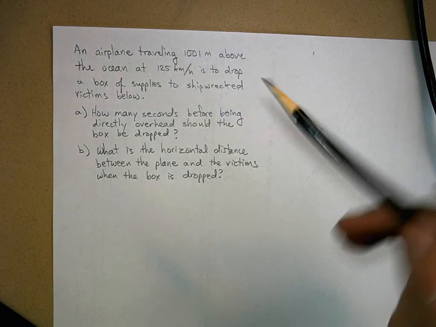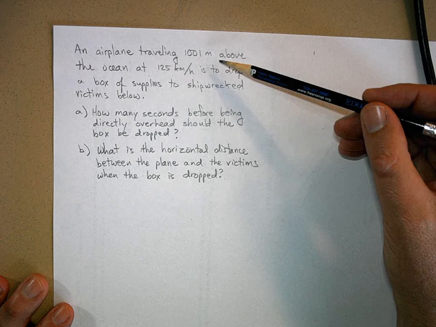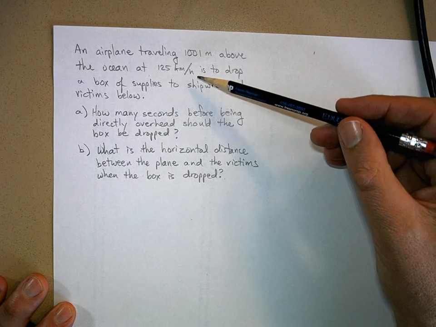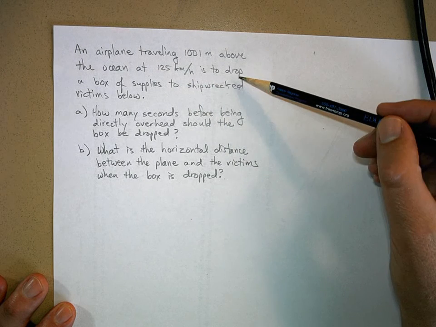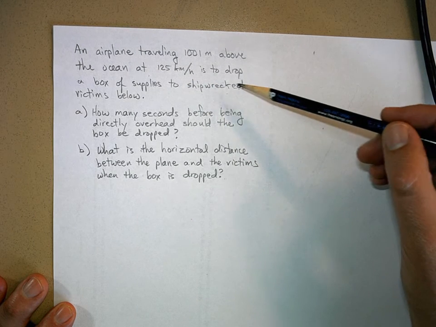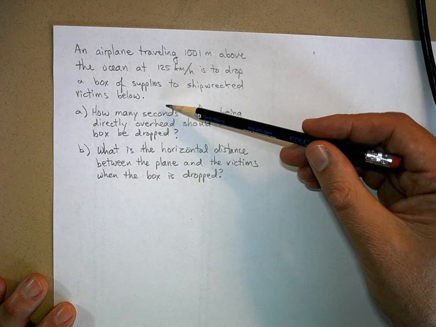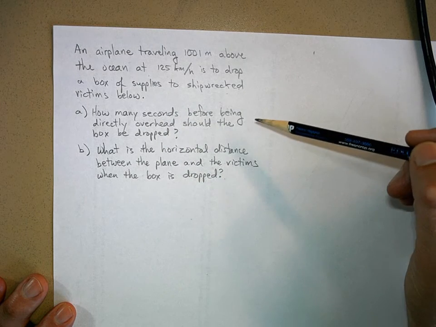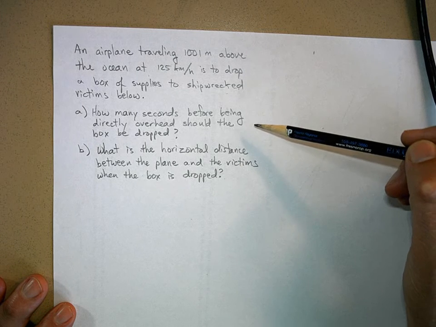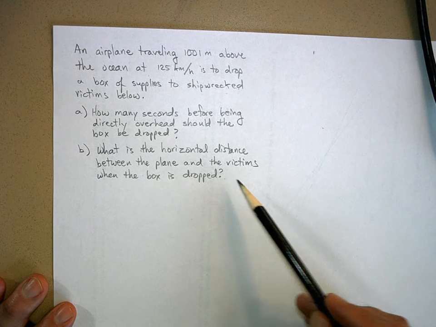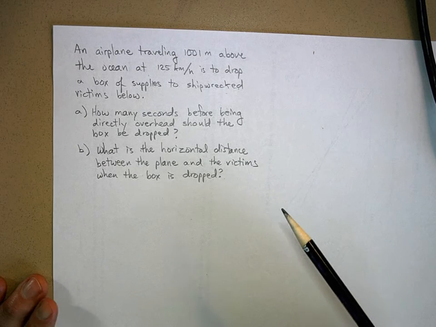So we've got an airplane that's traveling 1,001 meters above the ocean, and it's flying at 125 kilometers per hour, and it's going to drop a box of supplies to some shipwrecked victims below. You want to know how many seconds before being directly overhead the box should be dropped, and what is the horizontal distance between the plane and the victims when the box is dropped?